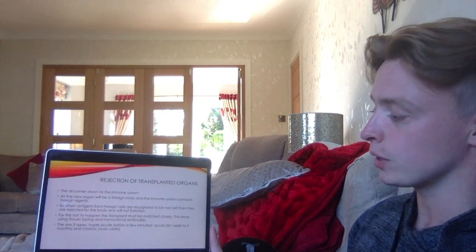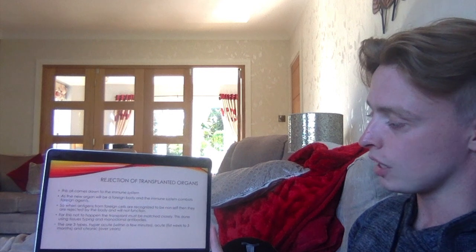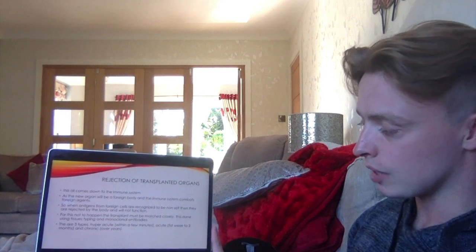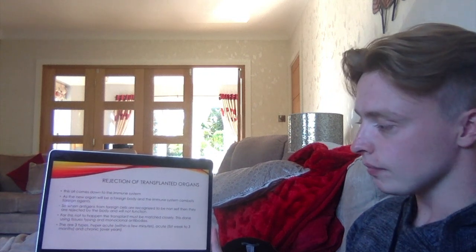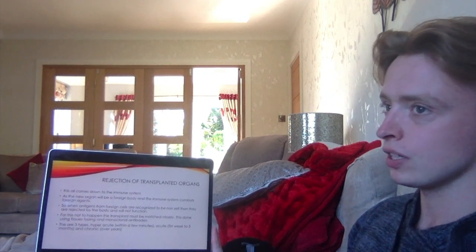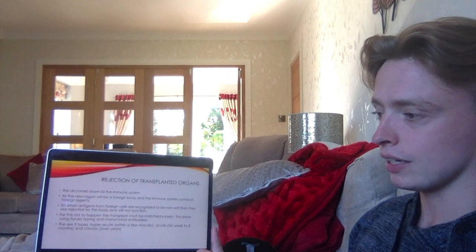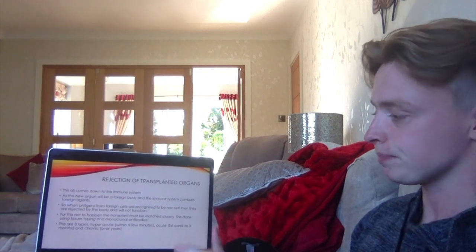For this not to happen, the transplant must be matched closely. This is done using tissue typing and monoclonal antibodies. There are 3 types of rejection: hyperacute, acute, and chronic. Essentially this allows doctors and whoever's putting the organs into the body to trick the immune response into thinking it's a part of the body and it's meant to be there. I'm pretty sure that's how it works.